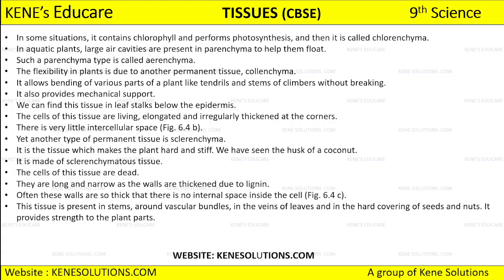Okay, so in collenchyma, there are very little intercellular spaces present within the cells, because the cells of this tissue are always living, they are elongated, and they are irregularly thickened at the corners. When you see the corners, you will see that the cells of this tissue are irregularly thickened at the corner. And other than collenchyma, we have sclerenchyma.